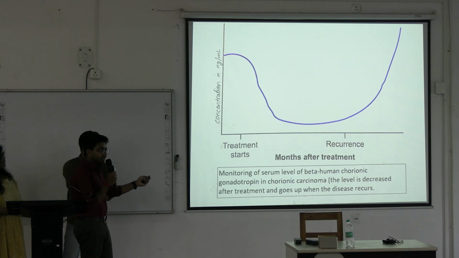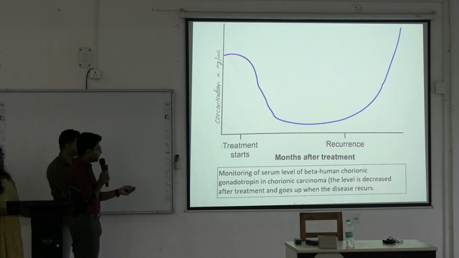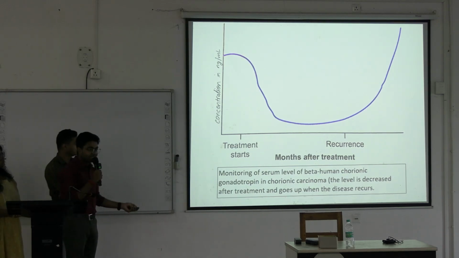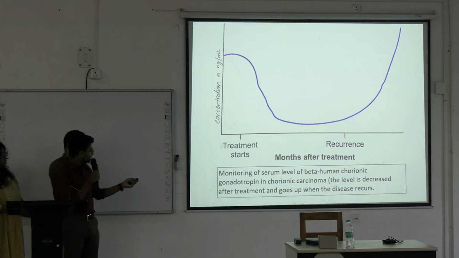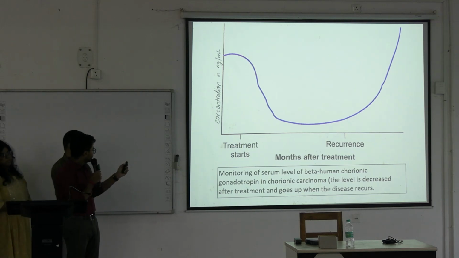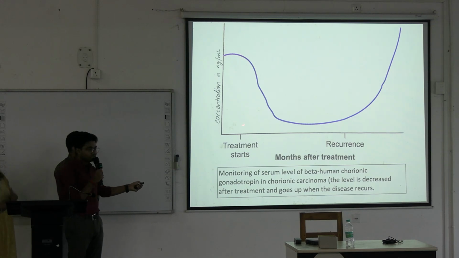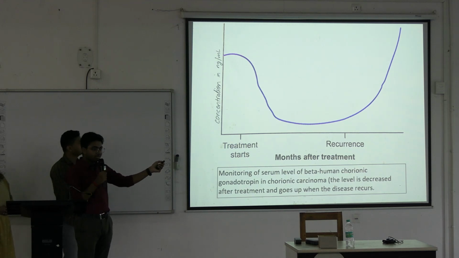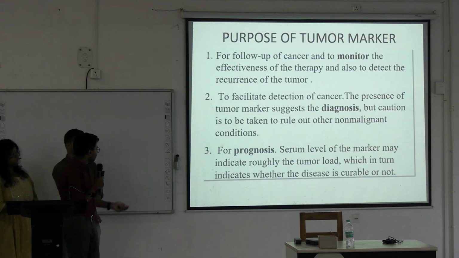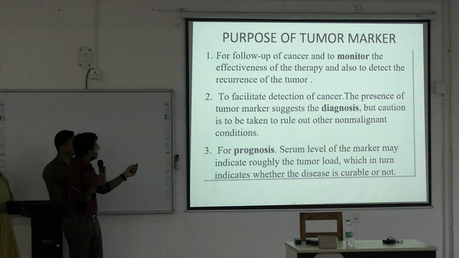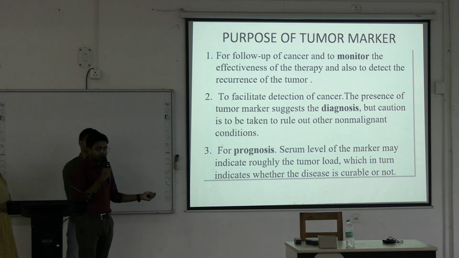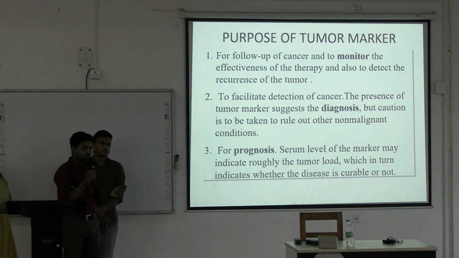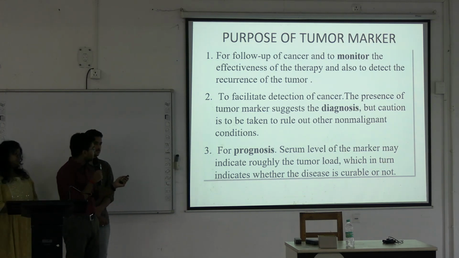Let's discuss this graph. This graph is the monitoring of the serum level of beta HCG in chorionic carcinoma. As you can see, the graph goes down when the treatment starts, and the graph goes up after the disease reoccurs. Tumor markers also facilitate the detection of the cancer.